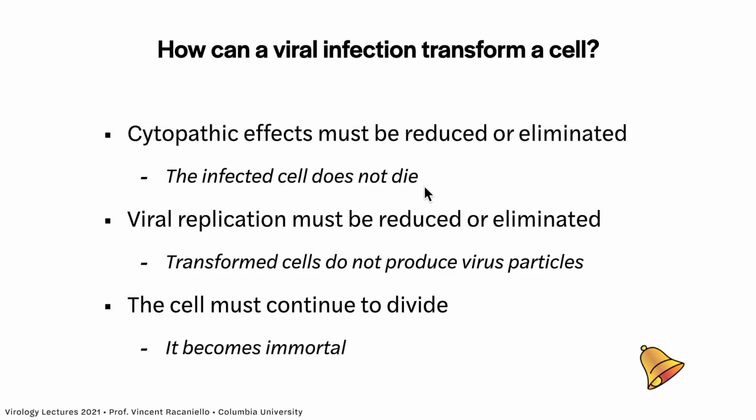So that's one requirement. Secondly, the replication must be reduced or eliminated. The cells don't produce virus particles. That's an observation with many of these transformed cells. And virus particle production is related to cell killing in many cases. And finally, the cell has to continue to divide. Otherwise, it wouldn't be immortal.